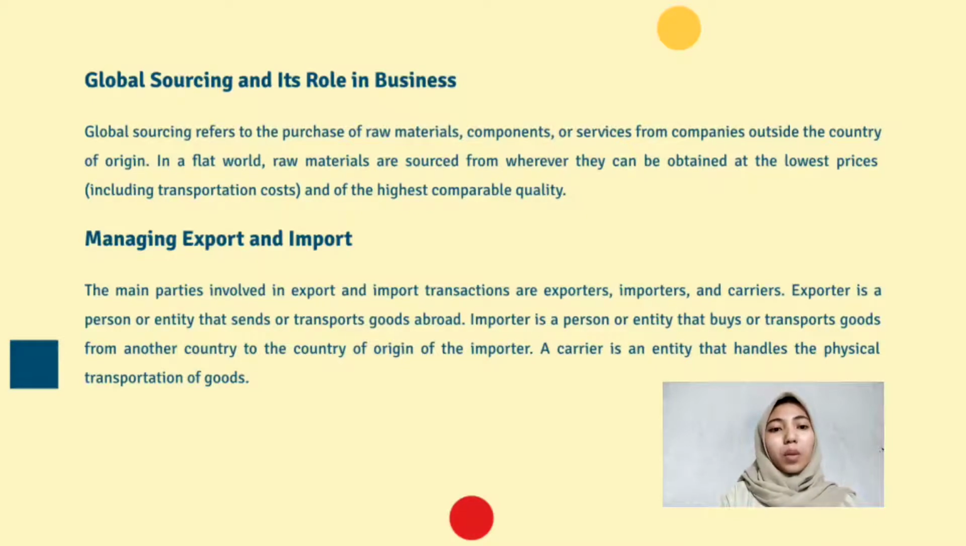Managing export and import. The main parties employed in export and import transactions are exporters, importers, and carriers. An exporter is a person or entity that sends or transports goods abroad. An importer is a person or entity that buys or transports goods from another country to the country of origin of the importer. A carrier is an entity that handles the physical transportation of goods.